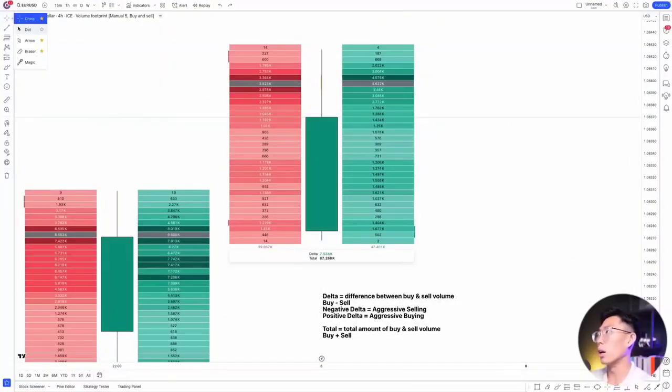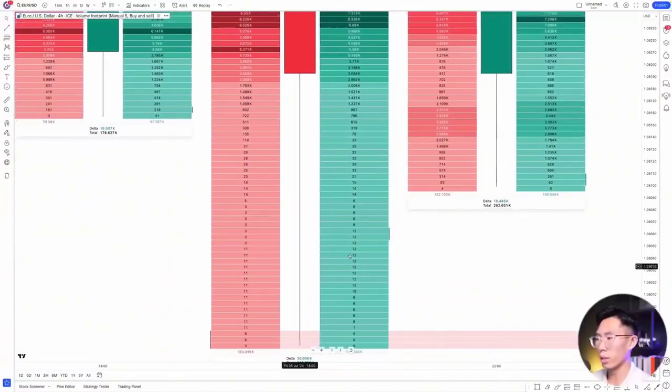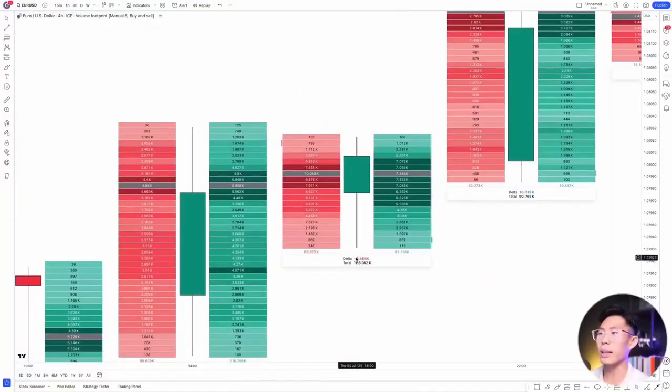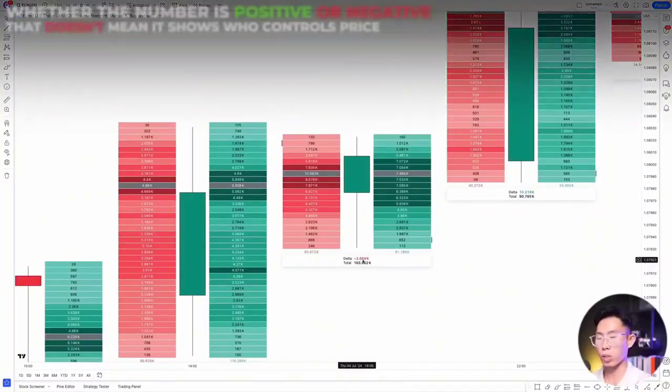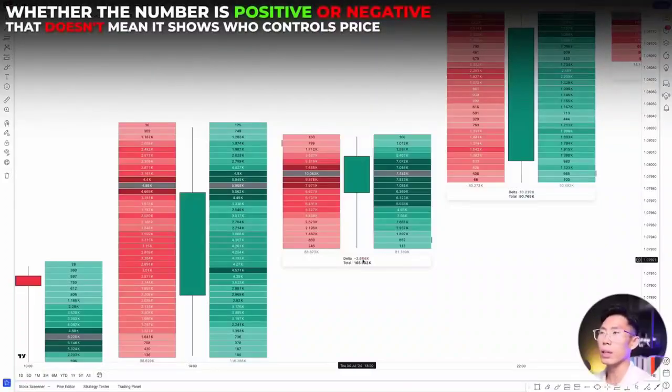Now, if you see a negative number, like maybe this one right here, this means there is aggressive selling. And one thing to note is that just because the number is positive or negative does not necessarily mean it correlates to who is in control of price.